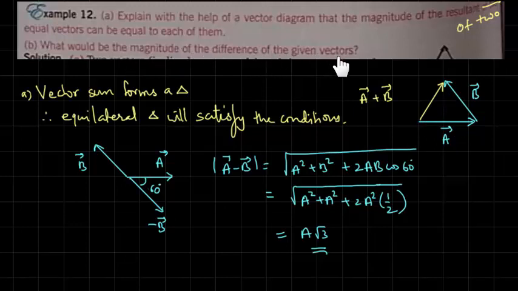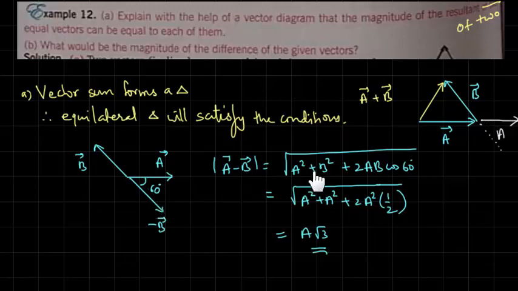Now what will be the magnitude of the difference of the given vectors? So here this is a and b, and the angle between them is 120 degrees. If we extend a here, you will see that the angle between a and b is 120 degrees. Now what is the angle between a and minus b? Minus b will be somewhere like this. So this angle will be the same as this angle, which is 60 degrees. So the angle between a and minus b is 60 degrees.